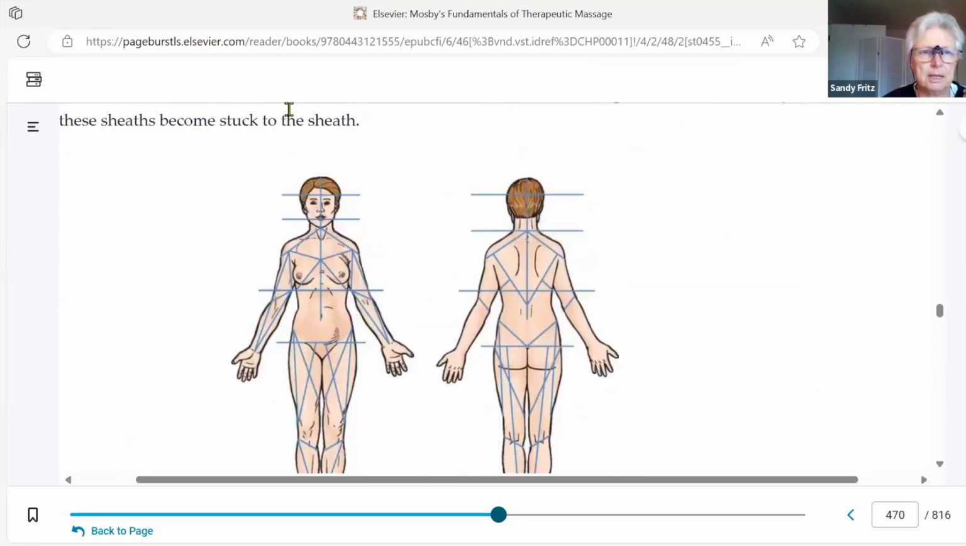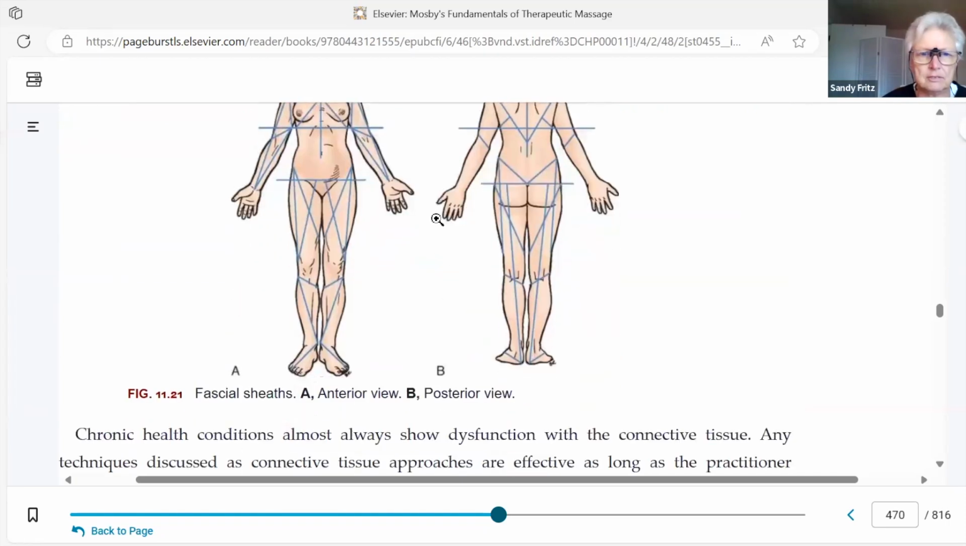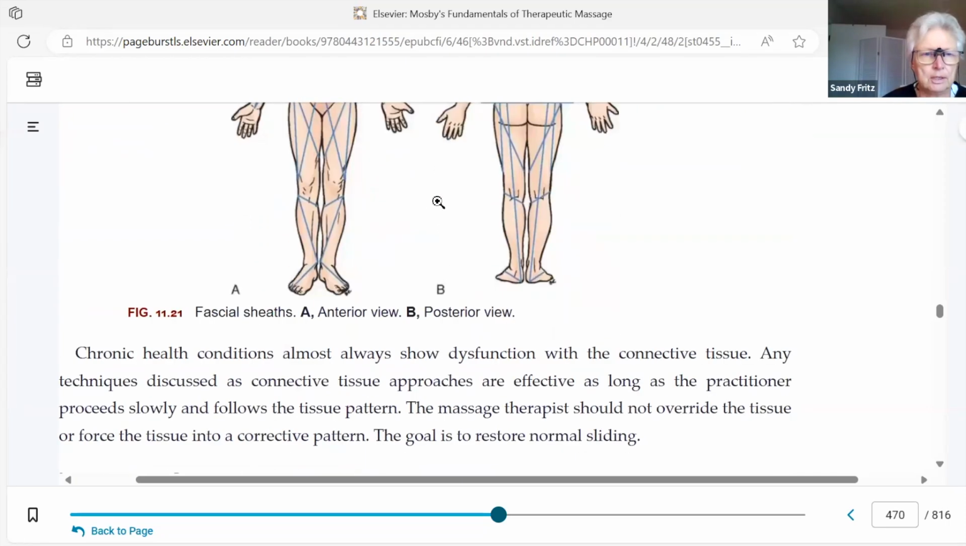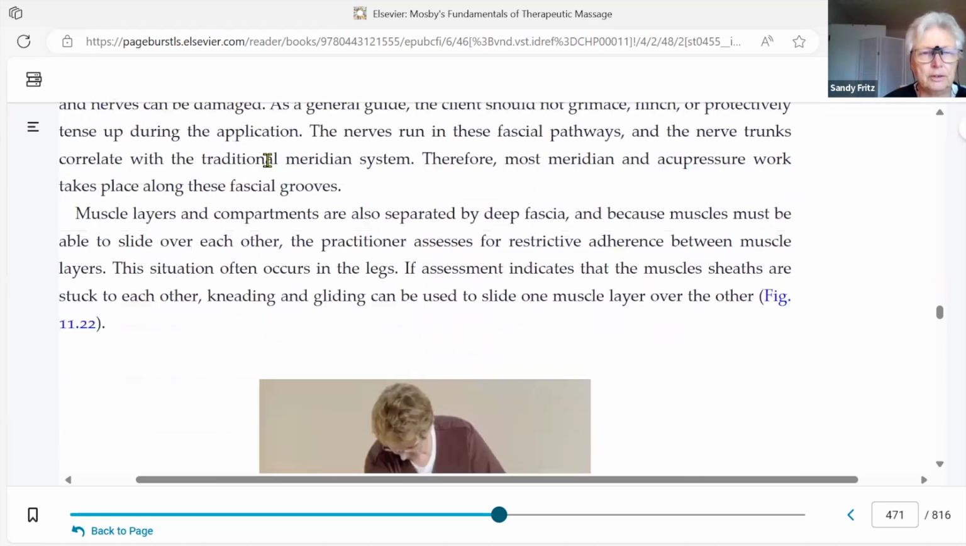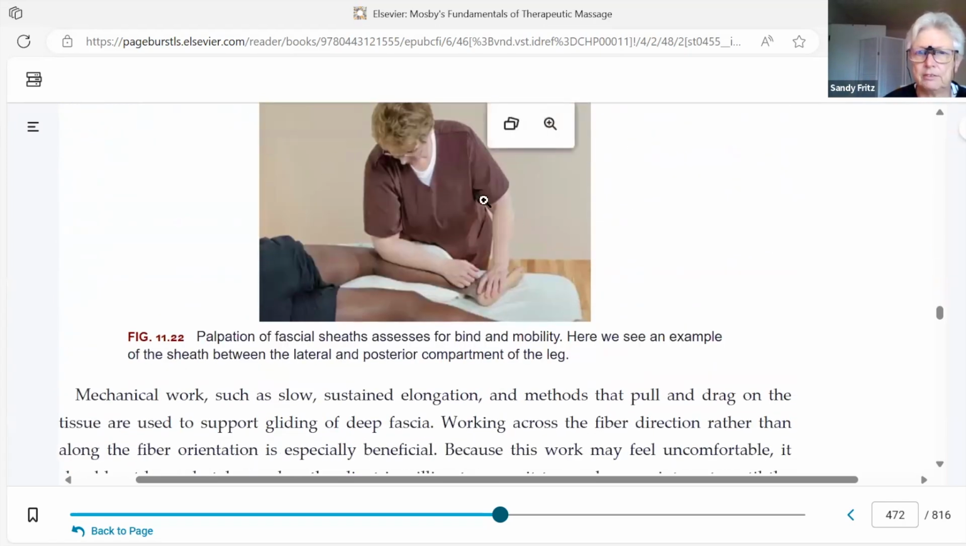Here are the fascial planes and sheaths. This is how the body compartmentalizes itself. And these compartments should have a layer of movement amongst the compartments. And your intervention guidelines. So this picture here, for example, is what I'm doing to try to bring some separation between two compartments.